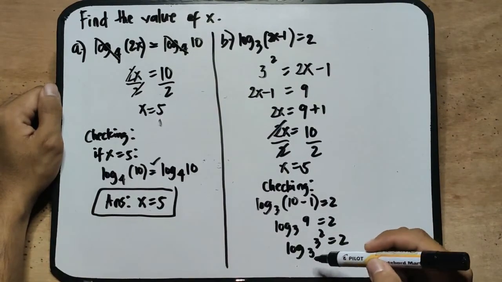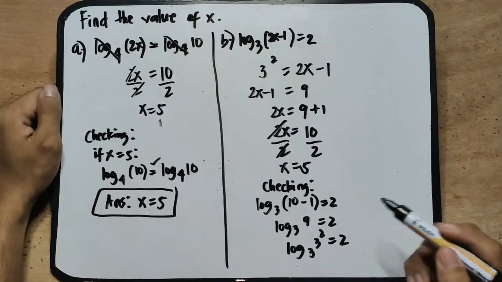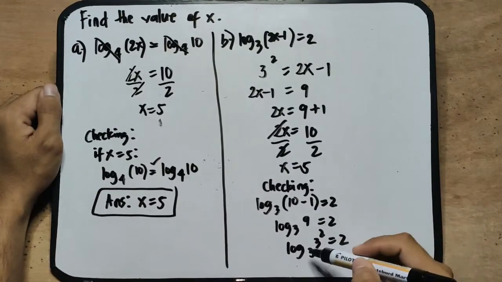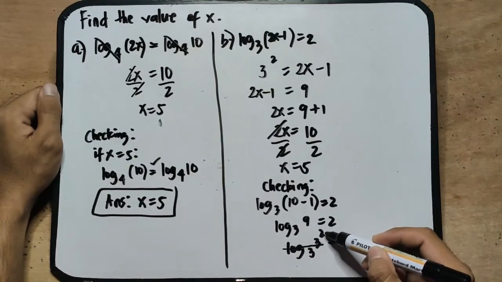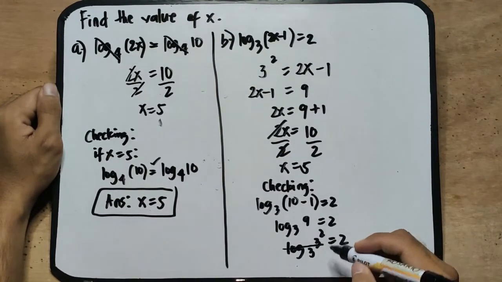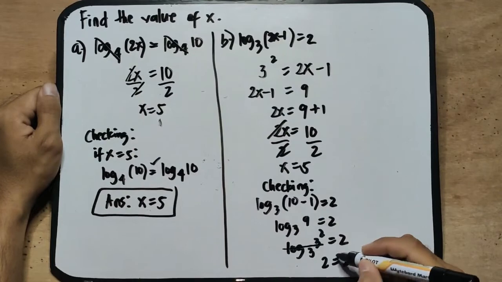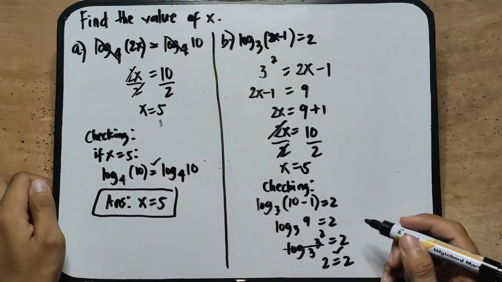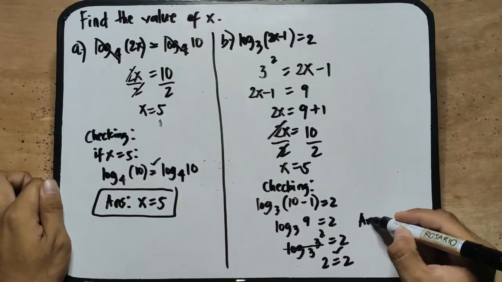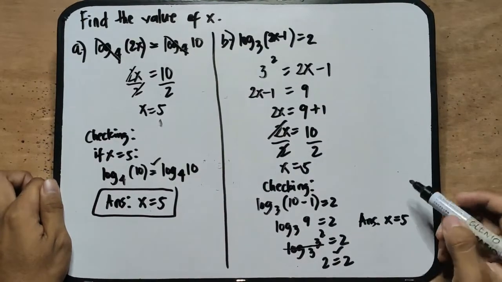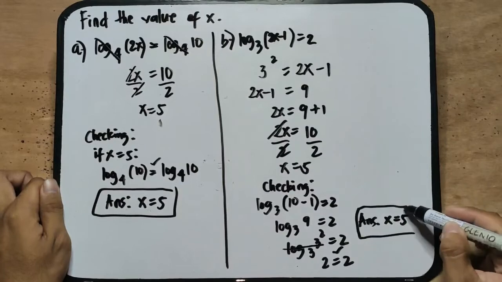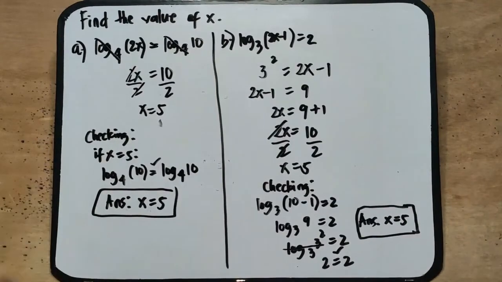Applying the property of logarithms. Kapag pareho yung numbers na nandito, we can immediately disregard this and we can bring down the exponent. So 2 is equal to 2. Since we've arrived at a true statement, we can say that our answer is a valid value for our logarithmic equation. Our answer will be x is equal to 5.